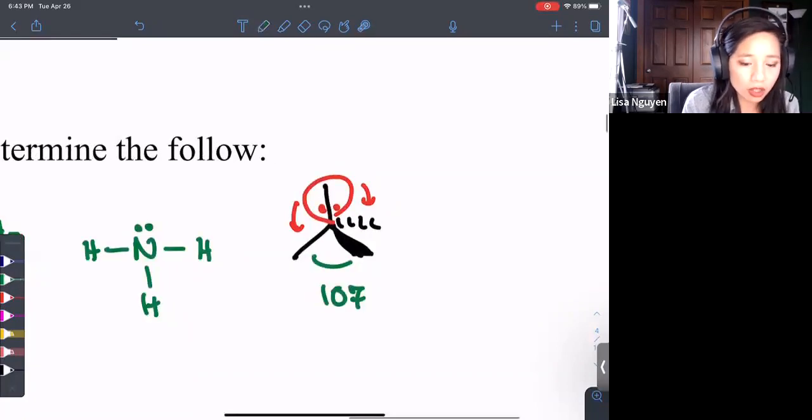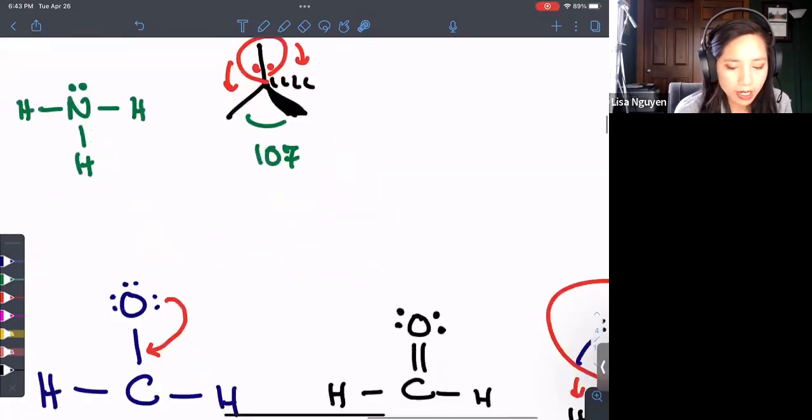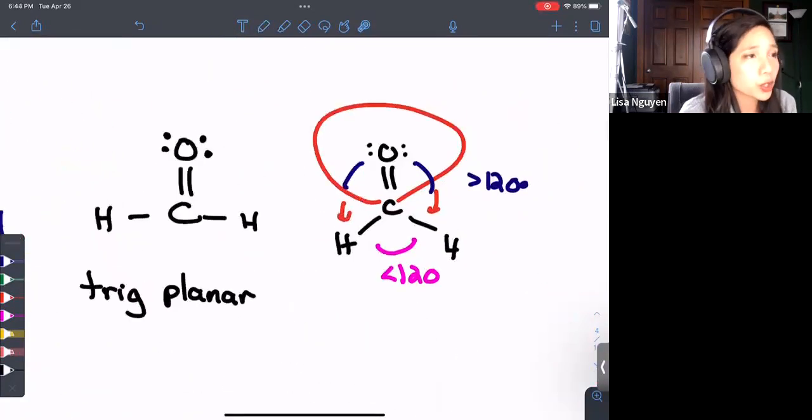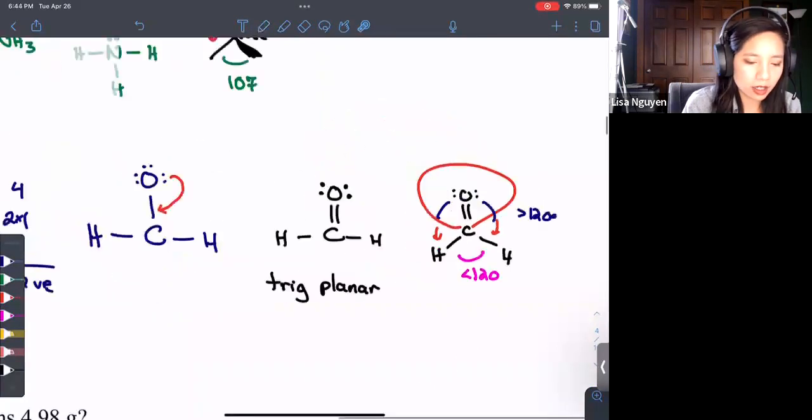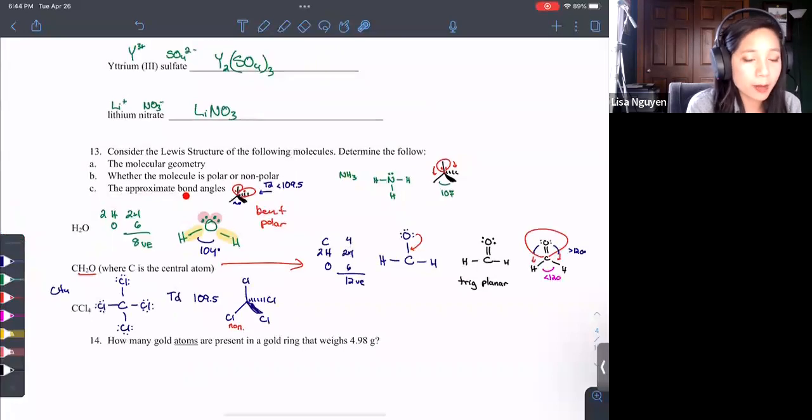But do note that all of these bonds are identical to one another. This is hydrogen, nitrogen, hydrogen; hydrogen, nitrogen, hydrogen. So there's really only one bond angle to report. In this one, there are multiple, so I have to specify which one I want you to report. So hopefully that clarifies it. And see here, it's the approximate bond angles if there's more than one present.